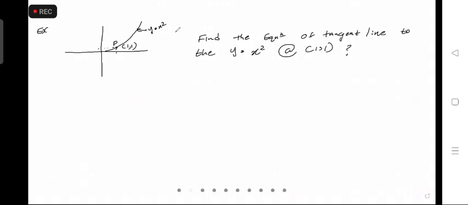I explained this one earlier. If you know, here they asked to find the equation for the tangent line. The tangent line is at the point P, point (1, 1). That is the exact tangent at that point. So they asked for the equation of this line.